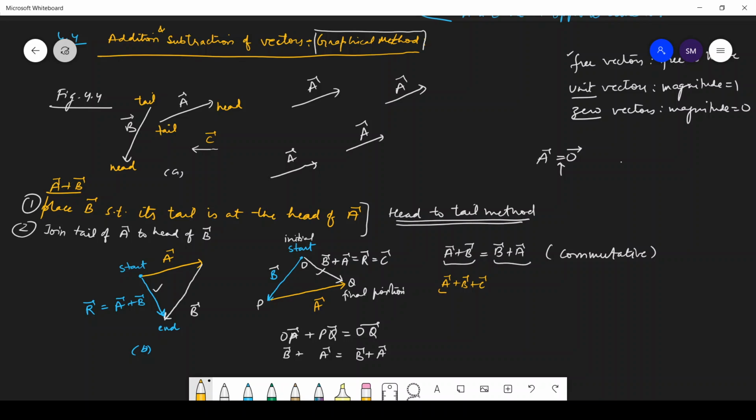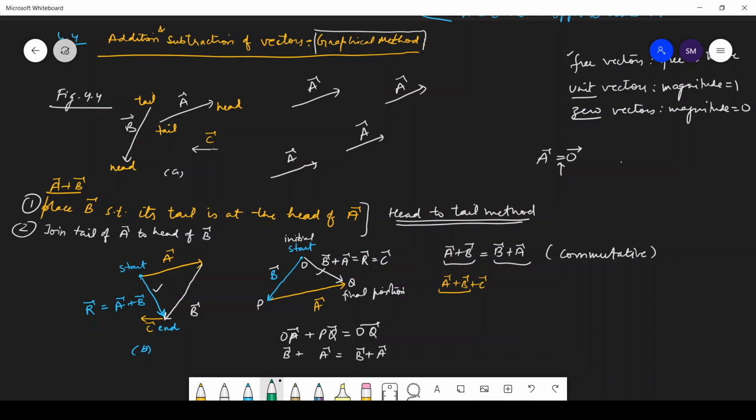So what is the resultant? This has become now A plus B, right? So we are adding C to it, suppose this vector C. Now same method, joining the head of A plus B with the tail of C. So now again this is your starting point, and now this is your final position. So simply joining these two vectors, that's equal to A plus B plus C, okay?